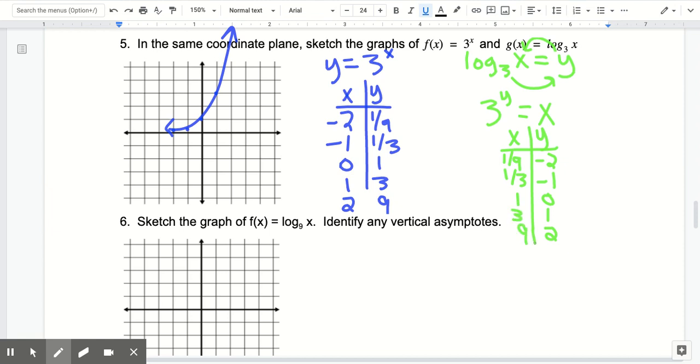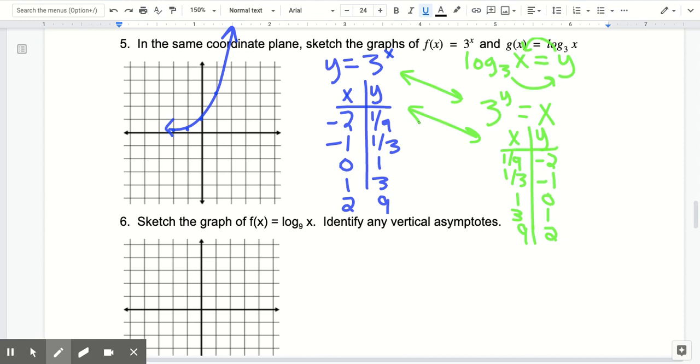Now, you may notice that these two things look a lot alike. Actually, just the x's and y's are switched. And also the tables look a lot alike, just the x's and y's are switched. That's because these are inverse functions, okay? Inverse functions are when we switch the x and y value.